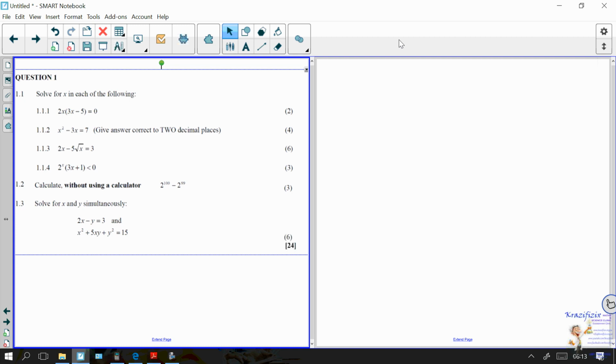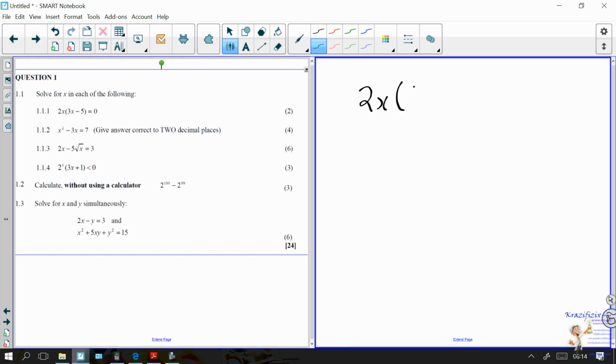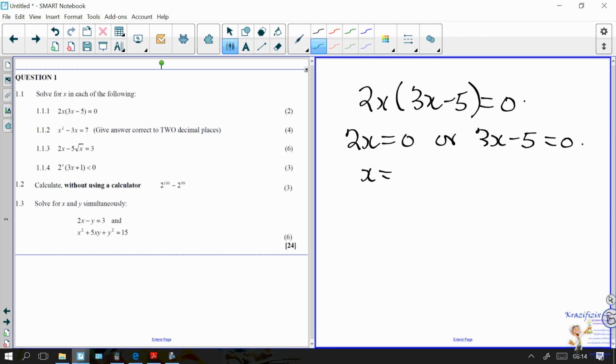All right, question 1. Solve for x. Our question is 2x(3x - 5) = 0. How do we solve for this? This is 2 marks. This is multiplying. So it is either 2x = 0 or 3x - 5 = 0. So x = 0 or x = 5/3. All right, that is done there. You take the 5 over to the other side. It becomes positive, and then divide both sides by 3.